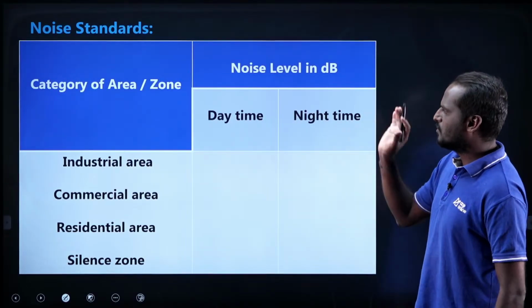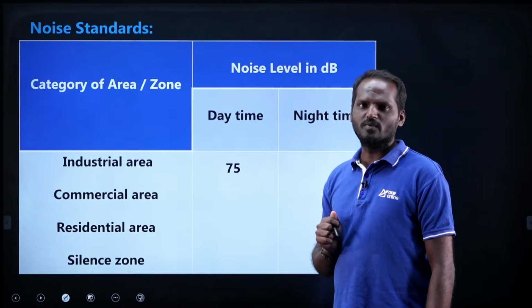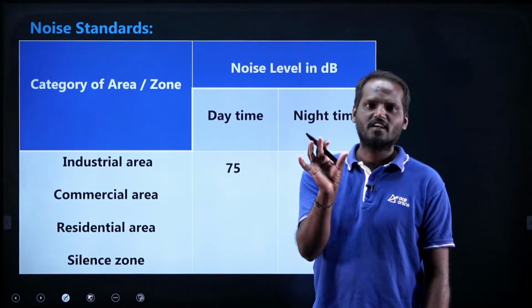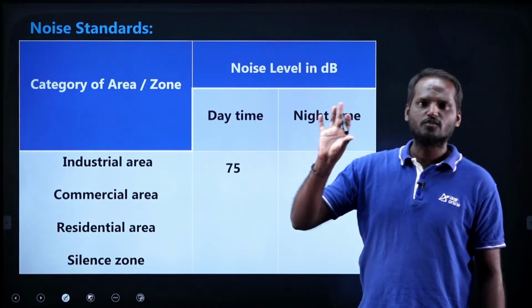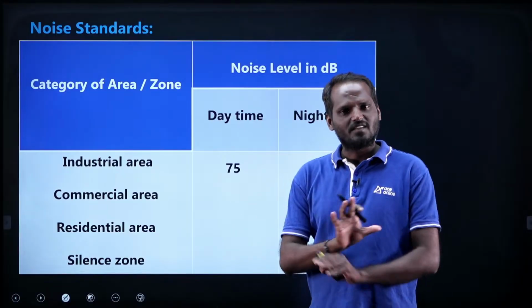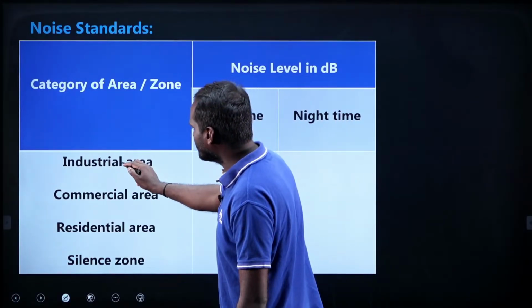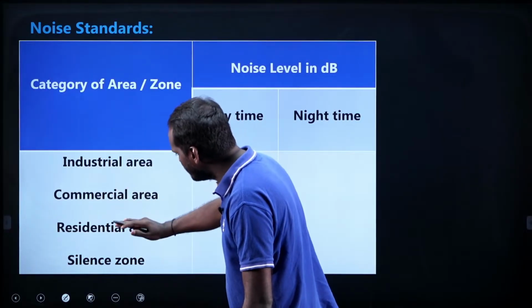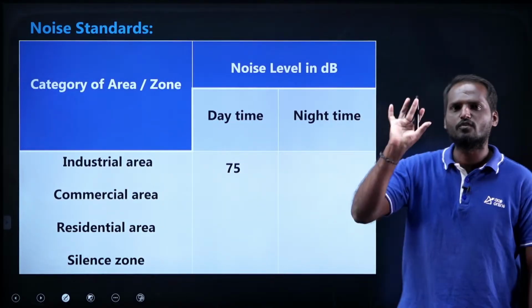Let us remember only 75. What is 75? This is golden jubilee. If you remember only 75, golden jubilee, you can frame this table. Only one thing you need to do is write these zones in order, otherwise the entire table will be gone. You must write industry first, then commercial, residential, silence zone. This is what you need to remember. Only 75 you need to remember.